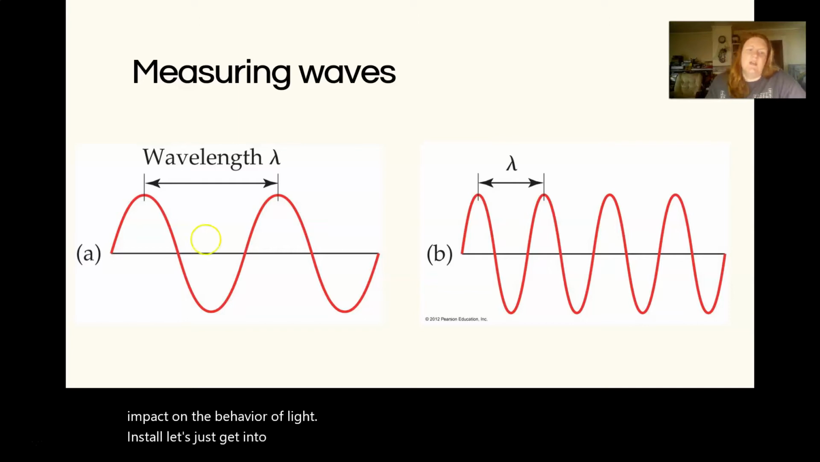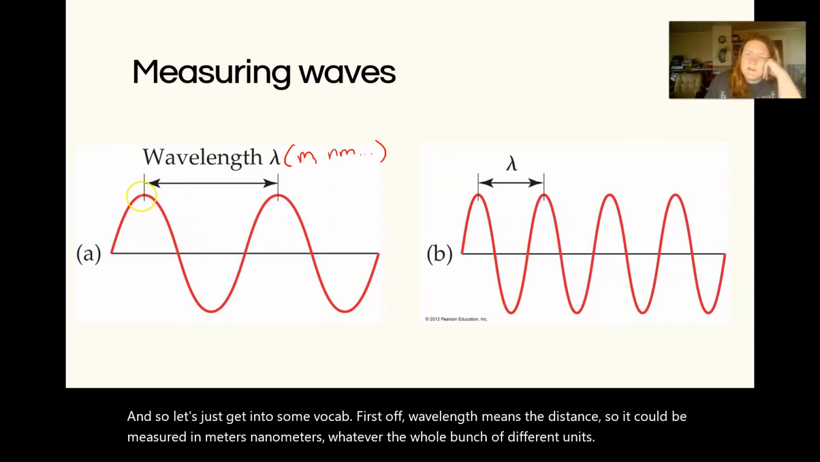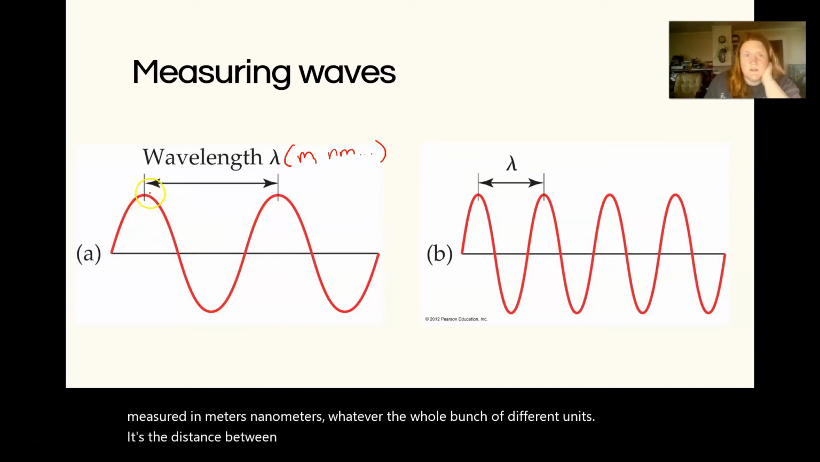First off, wavelength means the distance. So it could be measured in meters, nanometers, whatever, a whole bunch of different units. It's the distance between the same 2 points on any wave. All right. So here we can use the peaks.